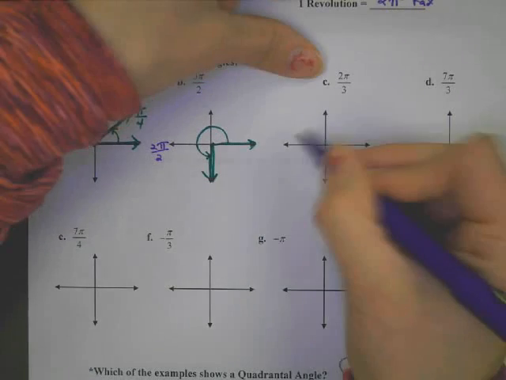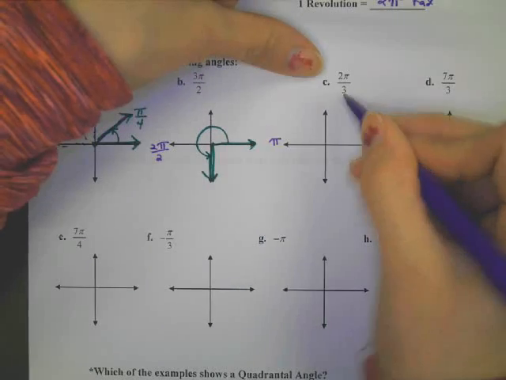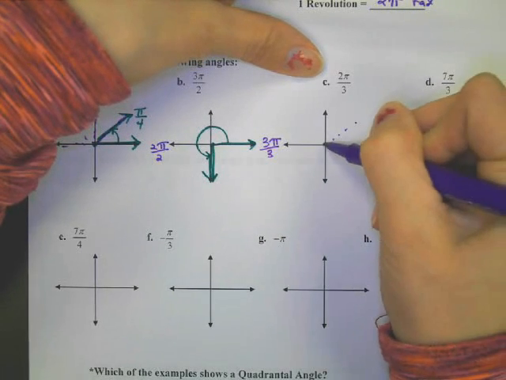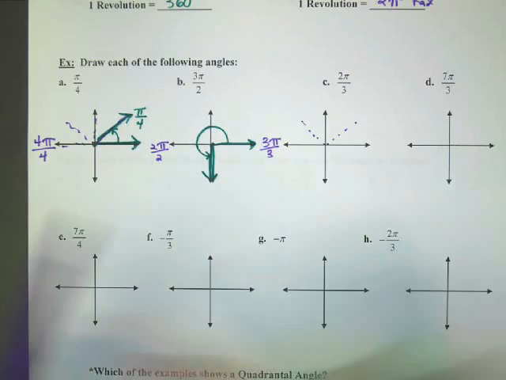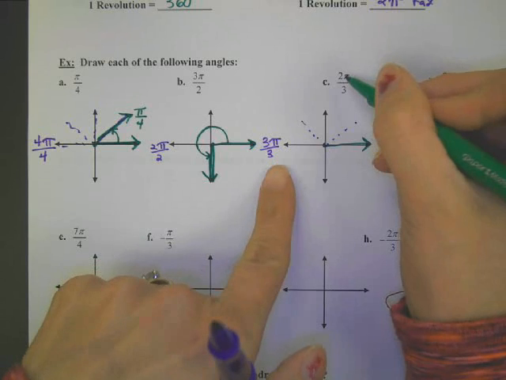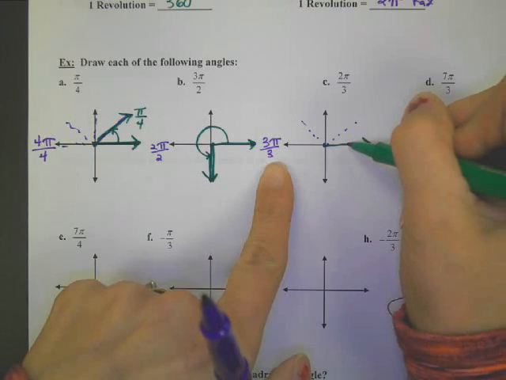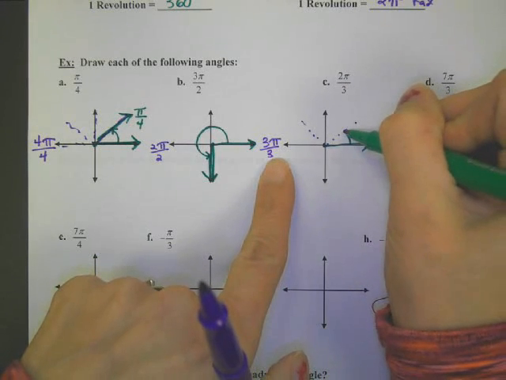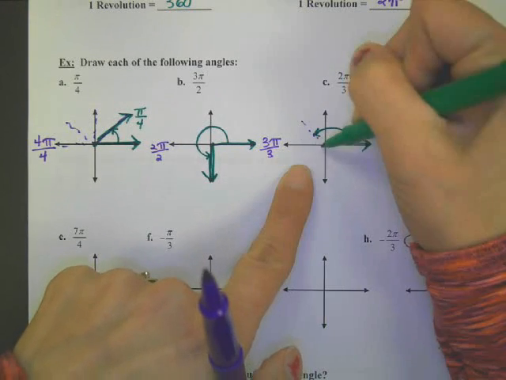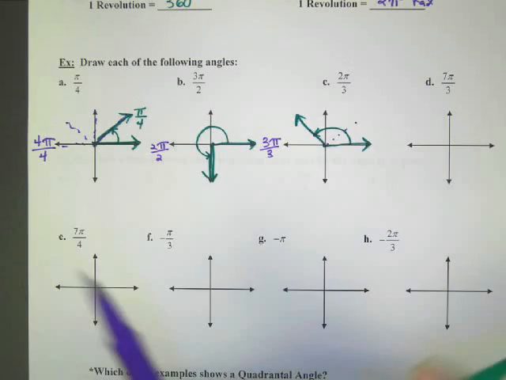Okay, let's think of pi as thirds. So pi would be 3 out of 3. I'm going to separate this here into thirds. Your initial ray starts on the positive x-axis, and I need to graph 2 pi out of 3. So here's 1 out of 3. Here's 2 out of 3. I'm not going to go to 3 out of 3. I'm going to stop right here in quadrant 2.